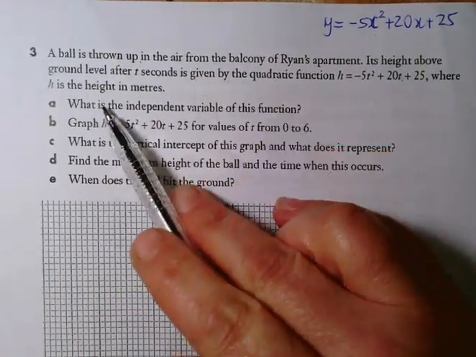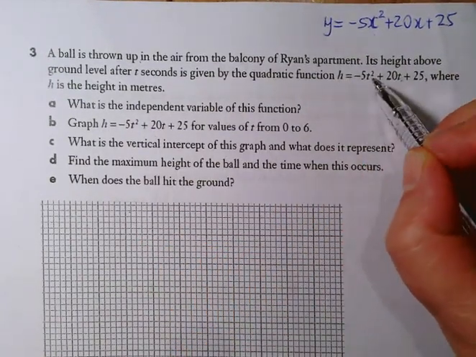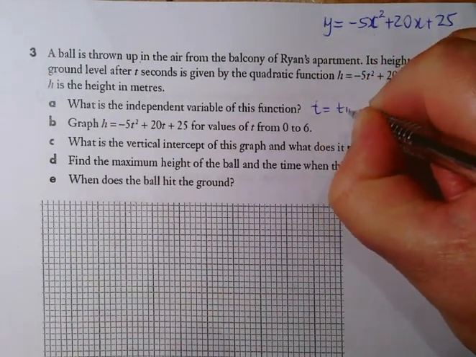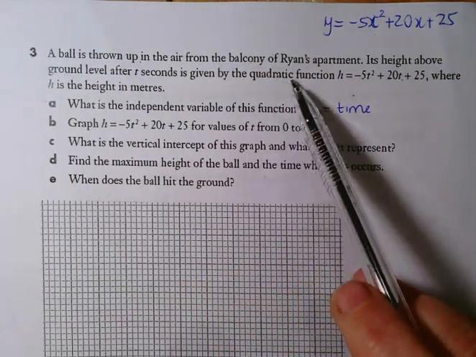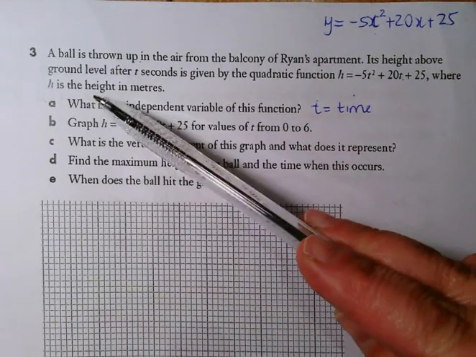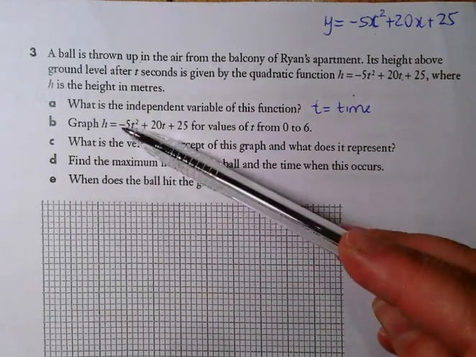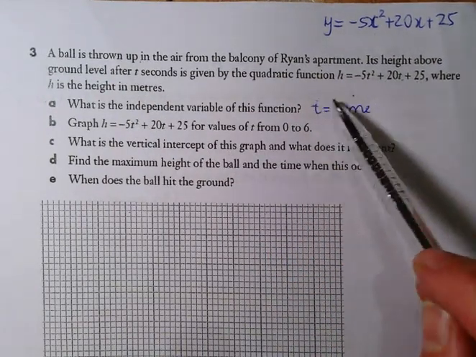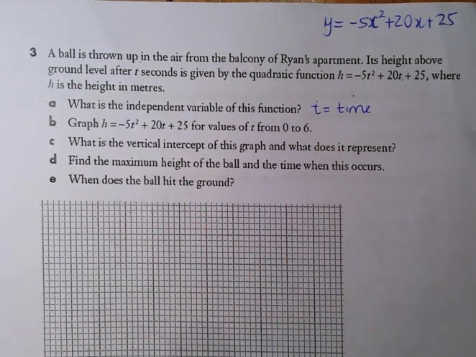So with this question, what is the independent variable? The value of h depends on t, so the independent variable is t, which is time. In other words, a ball is thrown up in the air from the balcony of Ryan's apartment, and we look at its height above ground level after t seconds. So what height the ball will be at depends on what the time is. The height depends on the time after you have thrown the ball, and the height is in meters.